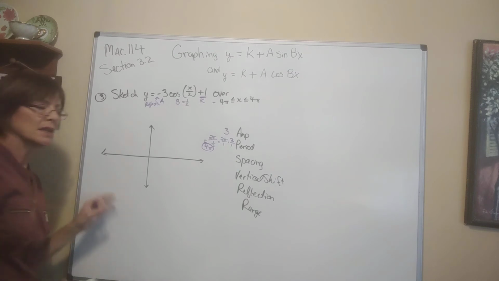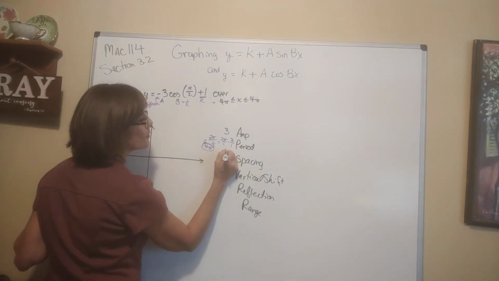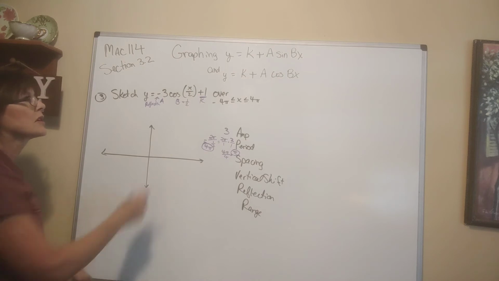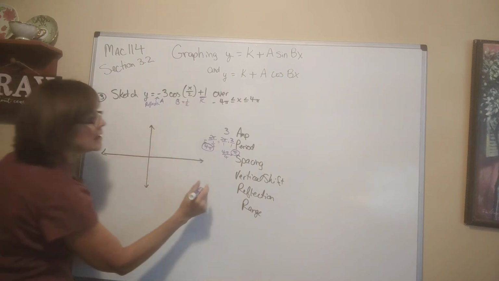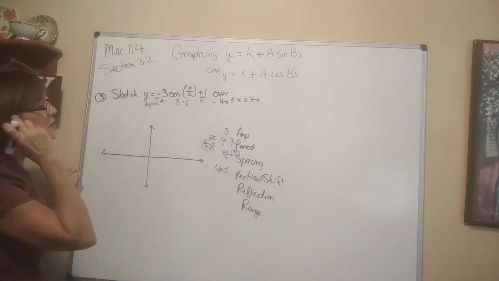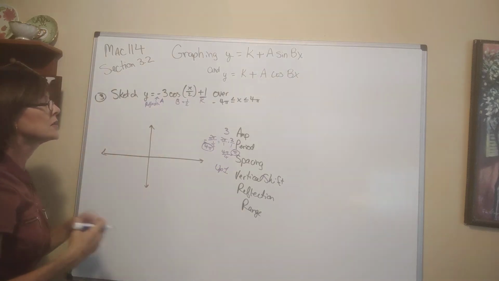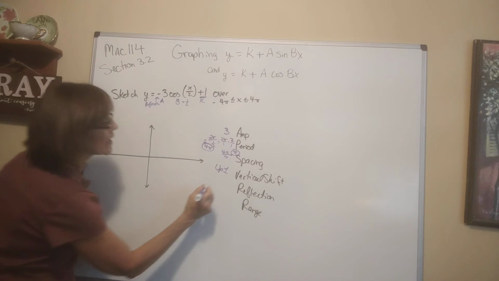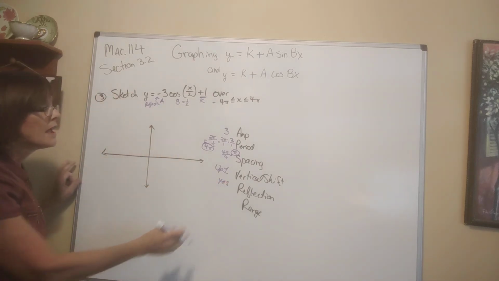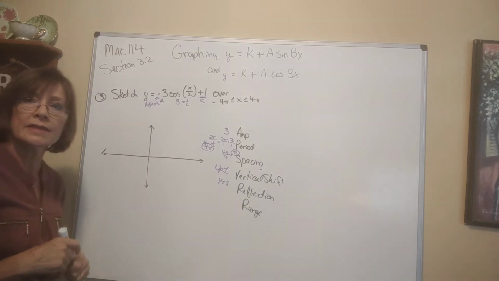What is the spacing? The spacing is the period, 4 pi divided by 4. So the spacing is going to be pi. That's how we're going to split up our x-axis. Is there a vertical shift? Well, yeah, k is 1, indicating we're going to go up 1. We have to deal with the vertical shift this time. Is there a reflection? A was negative, so yes, there is a reflection. It's going to reflect across the x. And then the range we will call out at the end.